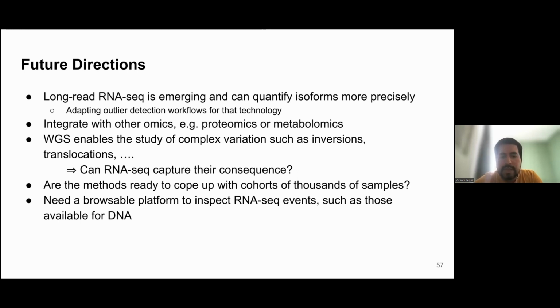Then regarding the methods, again, all the cohorts that we have inspected are usually in the hundreds of samples. So are the methods ready to cope now with, I guess, the very near future, for example, Genomics England, where they already have thousands of samples? In Germany, it will also escalate. So are the methods ready to cope with that, or do they need to be adapted as well? And then for DNA sequencing, there are usually platforms that allow you to inspect variants. But for RNA, there's no such thing. So I believe a browsable platform would be very useful for this purpose.